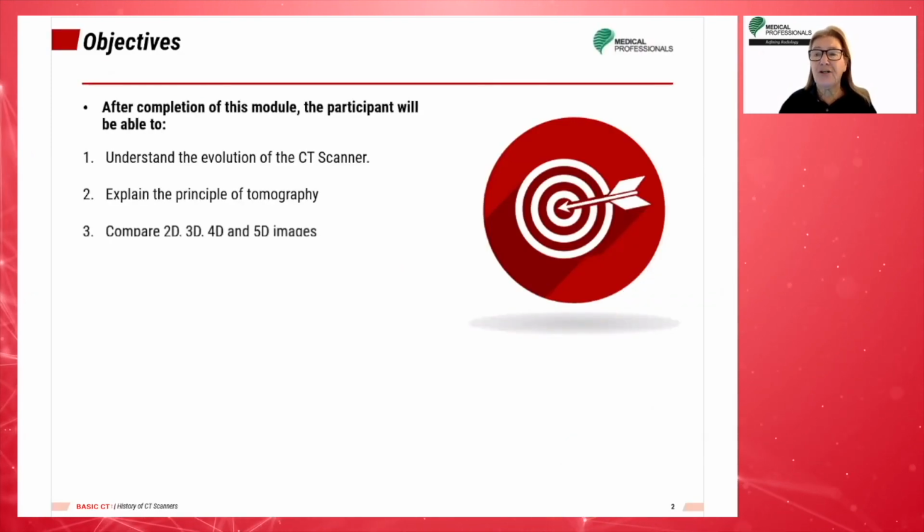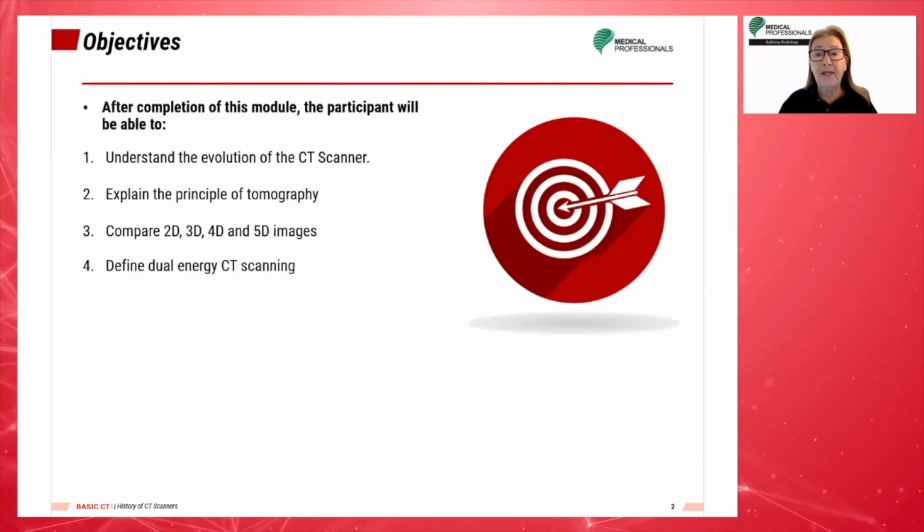After completion of this module, you will be able to understand the evolution of the CT scanner, explain the principle of tomography, compare 2D, 3D, 4D, and 5D images, and define dual energy CT scanning. Please remember these as you progress through this module.